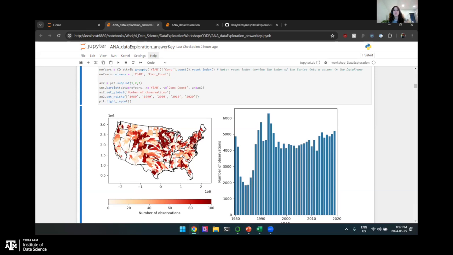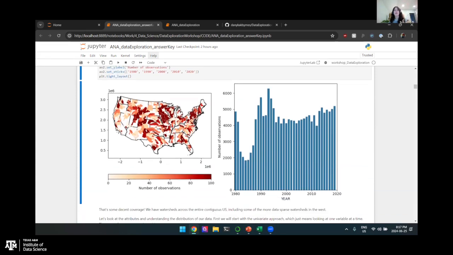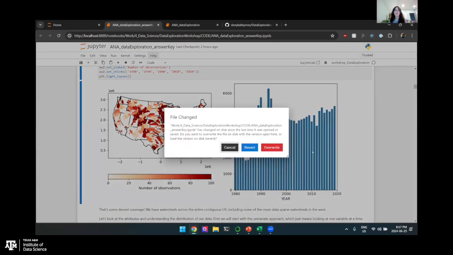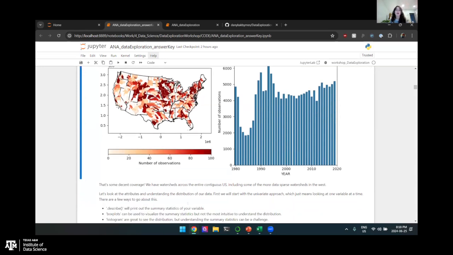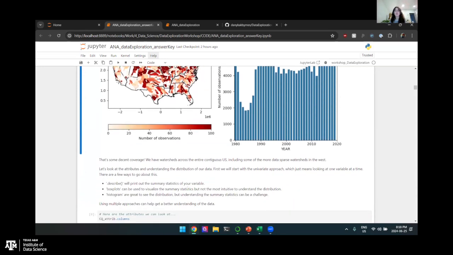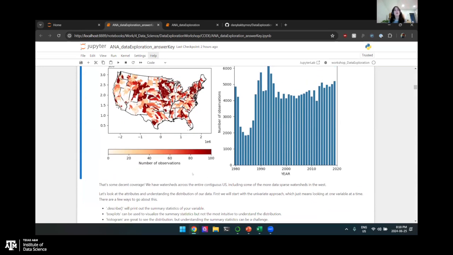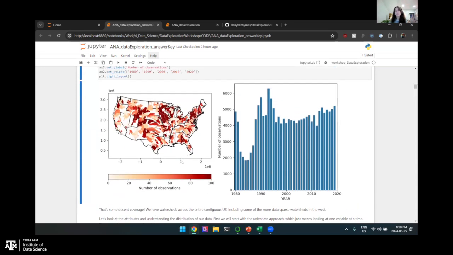We don't want to deduce really large trends from that. What we generally see is there are a lot of watersheds that have a significant amount of data, over 100 data points. And throughout time, we also have a good amount of observations throughout the entire time period. That means we have good spatial and temporal coverage, with watersheds across the contiguous US, although if we look at the map, it's a little bit more sparse in the West.